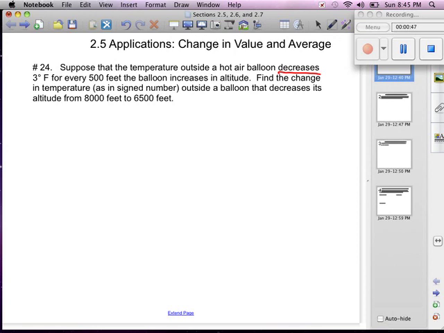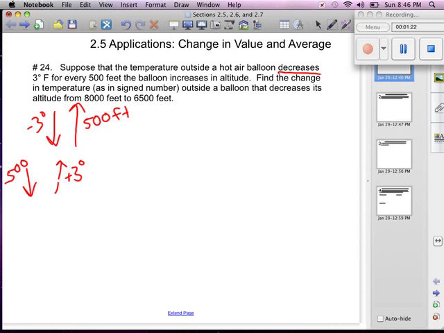The temperature decreases 3 degrees for every 500 feet the balloon goes up. Okay, but our balloon's not going up. Our balloon is going down. So we can think of it this way. When the balloon goes down 500 feet, down is negative, then the temperature is going to go up 3 degrees, okay? We can just switch those.